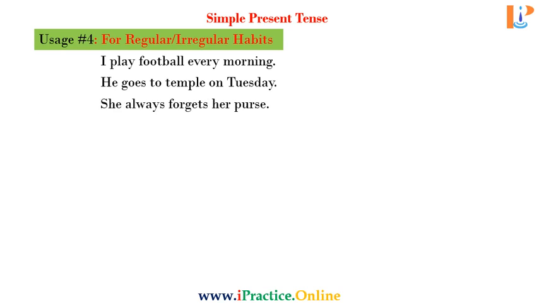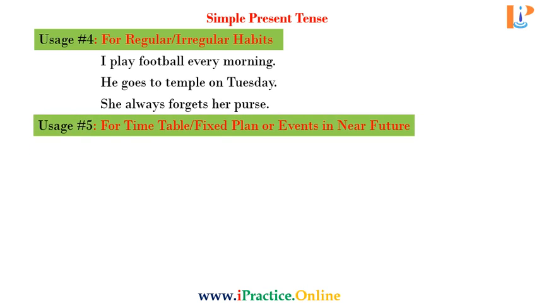She always forgets her purse. Now here the word always tells that this is her habit. So she always forgets her purse. So this is a regular action or habit. So for these sentences also we use simple present tense. Now let's look at another usage of simple present tense. That is, we use it for a timetable or a fixed plan or event in the near future.